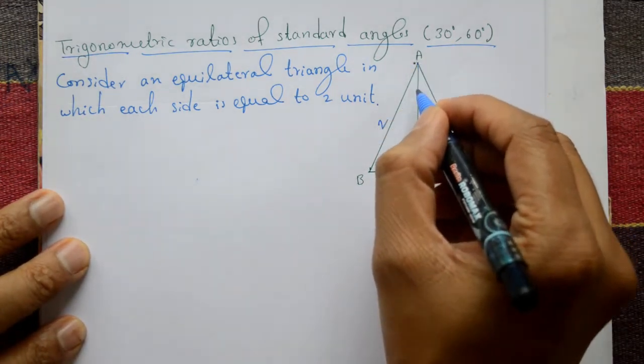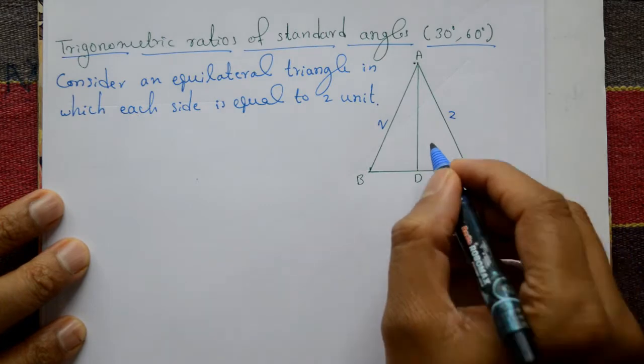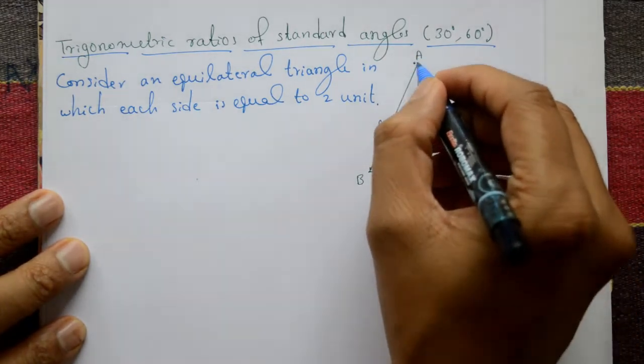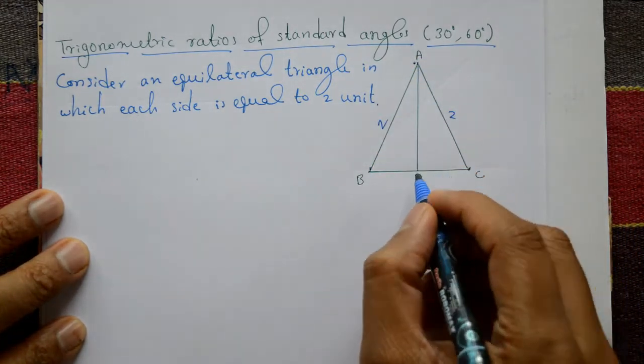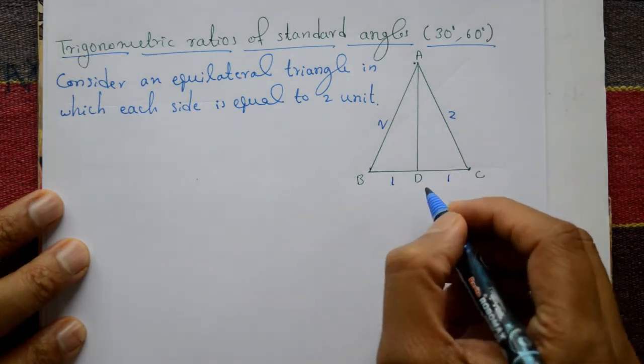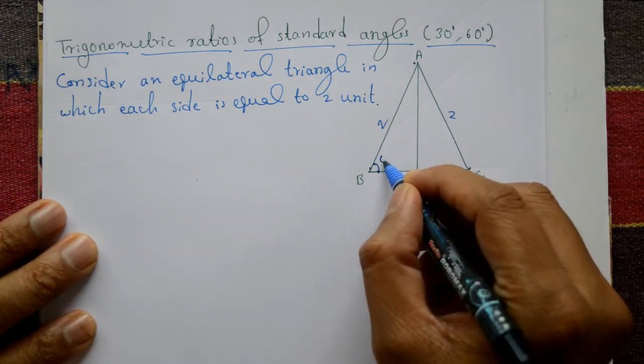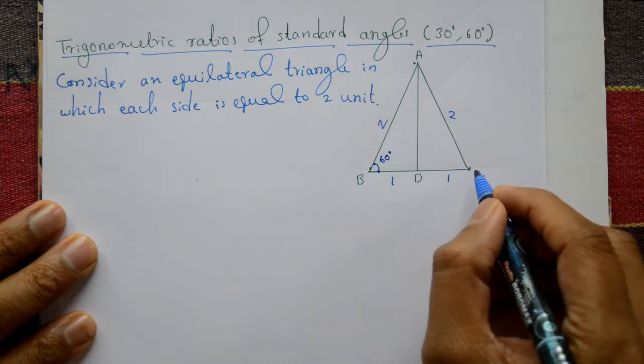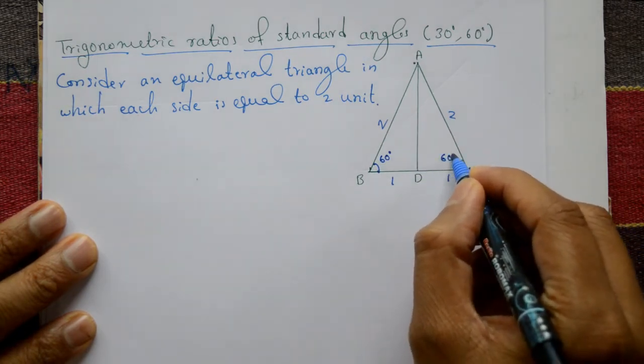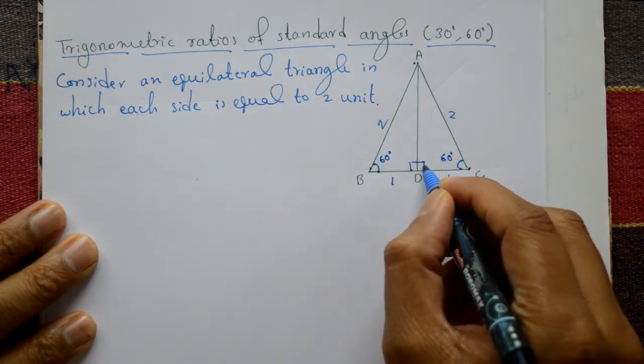AD is perpendicular to BC, which divides it into two triangles. This is 1 and this is 1, which means 2 in total. Now this angle is 60 degree, this is also 60 degree, and this is 90 degree.